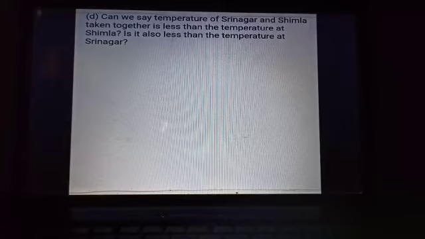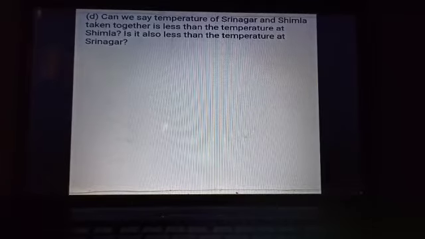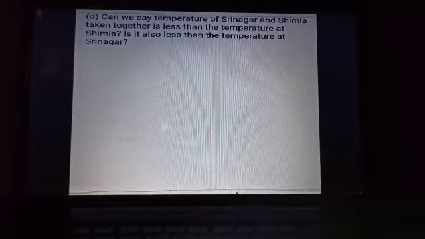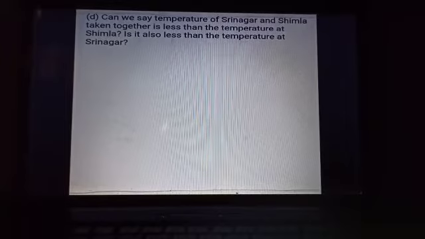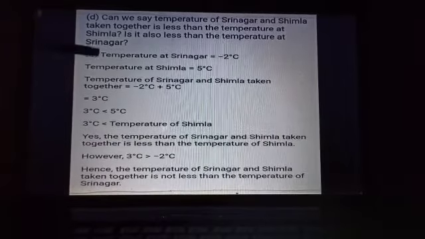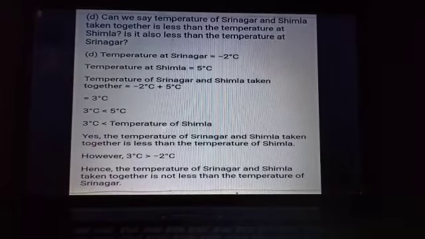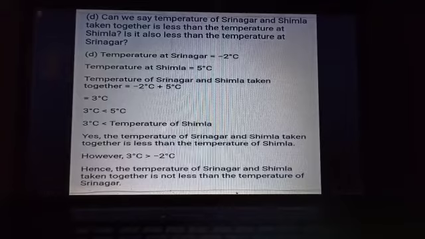Can we say the temperature of Srinagar and Shimla taken together is less than the temperature of Shimla? And is it also less than the temperature of Srinagar? Here we have to compare the temperature of Srinagar and Shimla taken together with the temperature of Shimla and then the temperature of Srinagar. So as you know, the temperature of Srinagar is -2 degrees Celsius and the temperature of Shimla is 5 degrees Celsius.